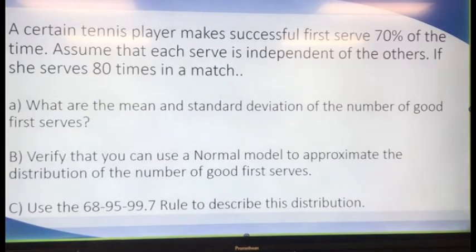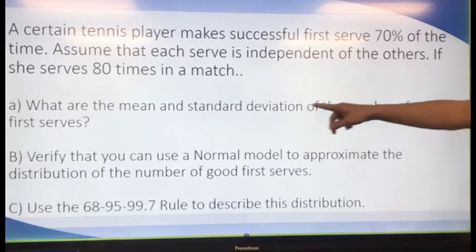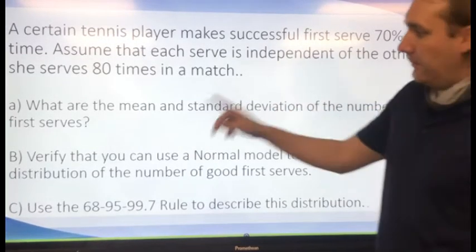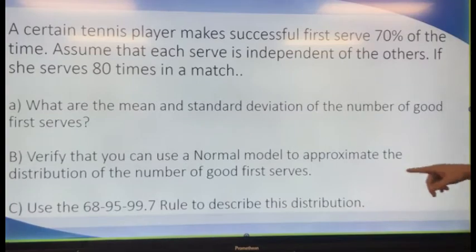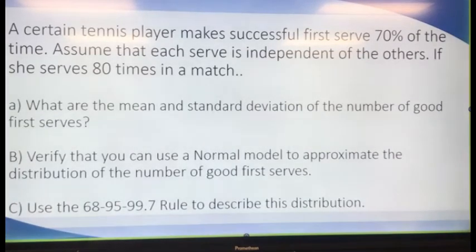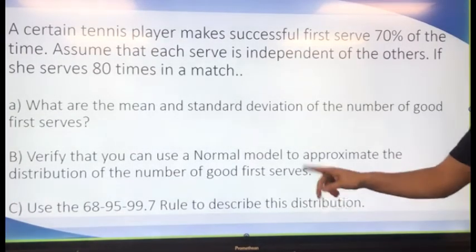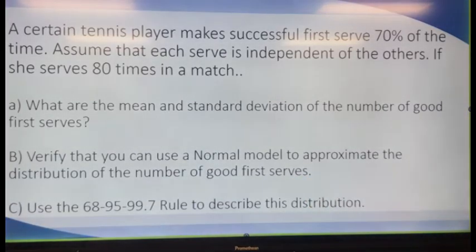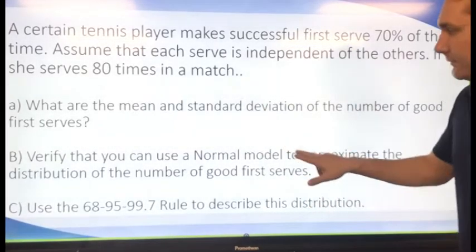A certain tennis player makes successful first serves 70% of the time. Assume that each serve is independent of the others. If she serves 80 times in a match, what is the mean and standard deviation of the number of good serves? B, verify that you can use a normal model to approximate the distribution of the number of good serves, and use the 68, 95, 99.7 rule to describe the distribution. So the mean and standard deviation.